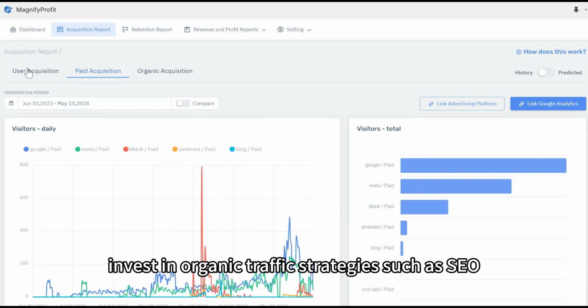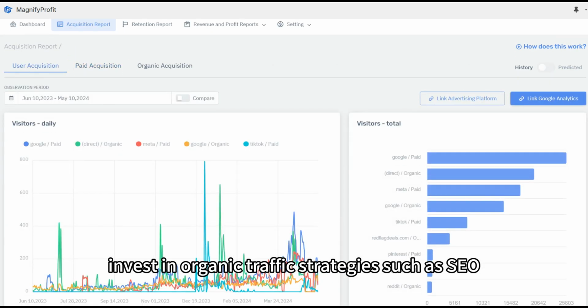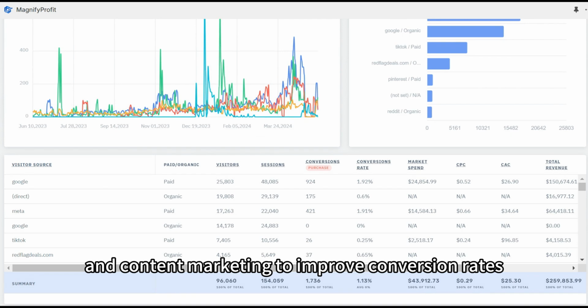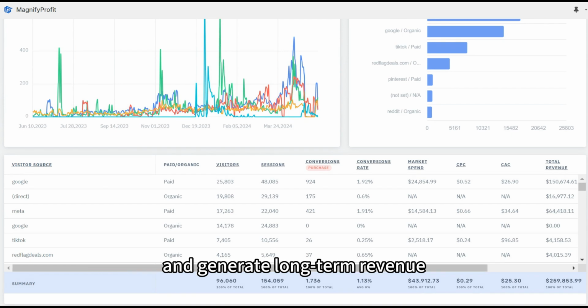Third, invest in organic traffic strategies such as SEO and content marketing to improve conversion rates and generate long-term revenue without ongoing ad spend. Enhancing organic acquisition can provide a steady stream of customers at a lower cost over time.